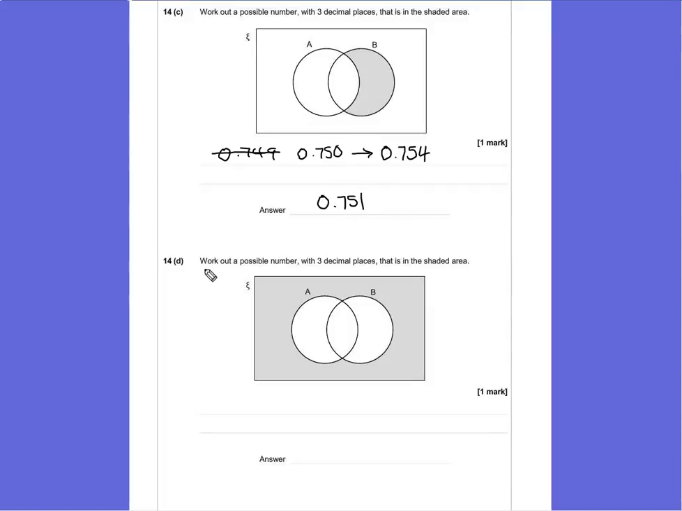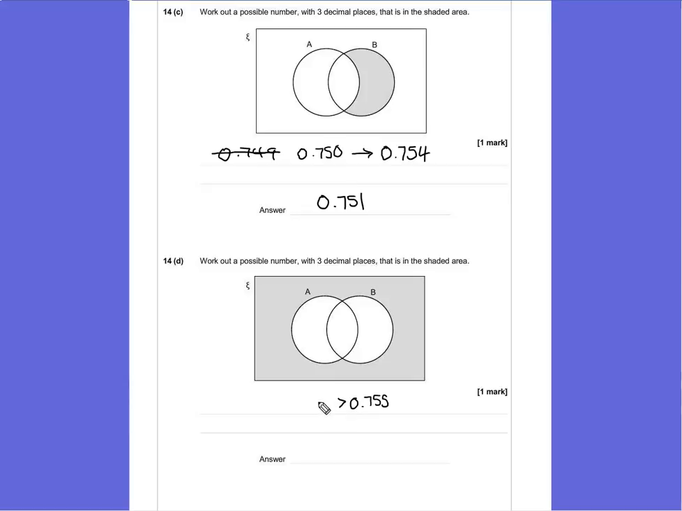Question 14d asks us to work out a possible number with 3 decimal places that is in the shaded area outside both circles. Now we already know that the largest value inside circle B is 0.754, so therefore we know that any number which is greater than 0.755 would work perfectly. To 2 decimal places, this is already 0.76, and that's way bigger than 0.7, so 0.8.